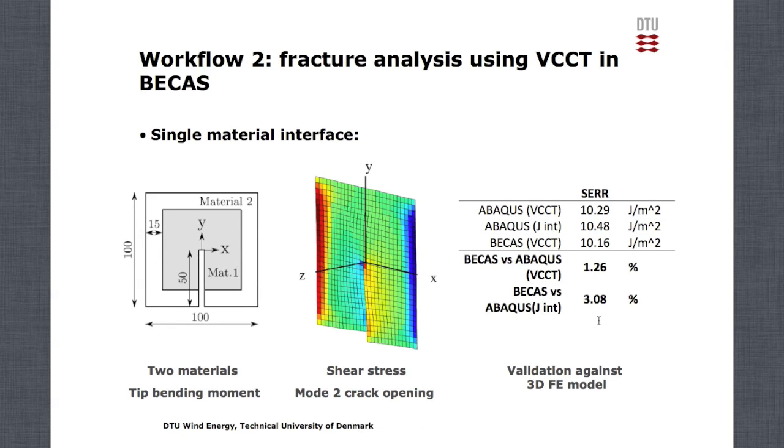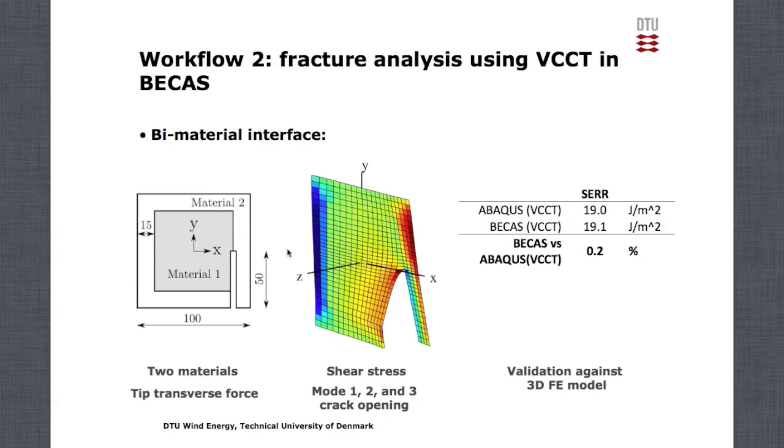Next example is the bimaterial cross section with a crack at the center, and we see here a tip bending moment. So a bending moment applied at the tip of the beam, and there's shear stress mode 2 crack opening. So this face slides up while this one slides down and the crack is there. And once again, a very good match between BECAS and Abaqus, both using VCCT and the J integral.